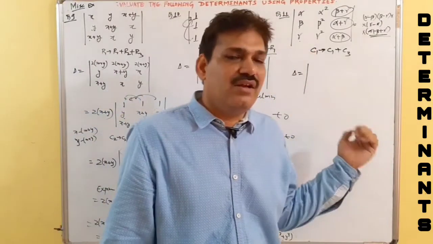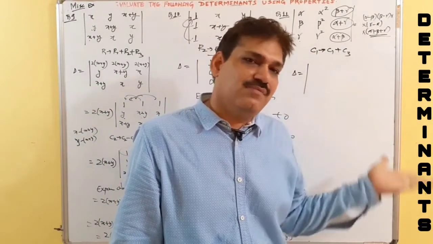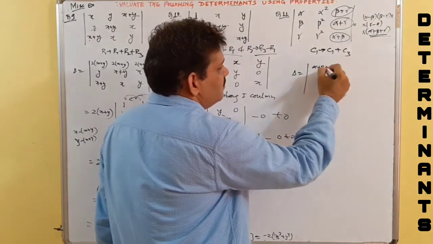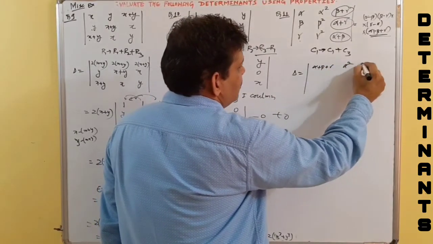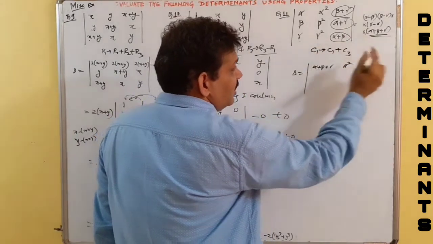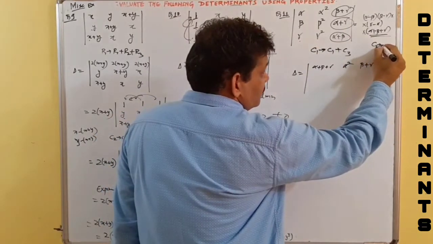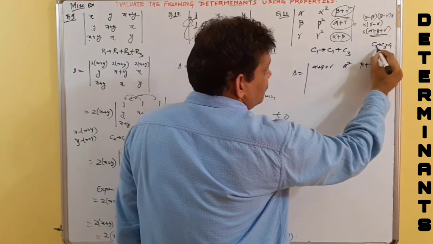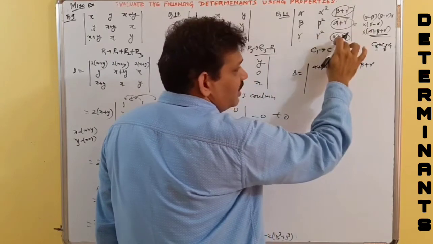Then we will get 1 1 1. After getting 1 1 1, we make 2 zeros and expand. So C1 plus C3 gives me alpha plus beta plus gamma, alpha square, beta plus gamma. You would have made the change in C3. This question could have been done like this: C3 now becomes C3 plus C1. Change in C3, so it will be written here.